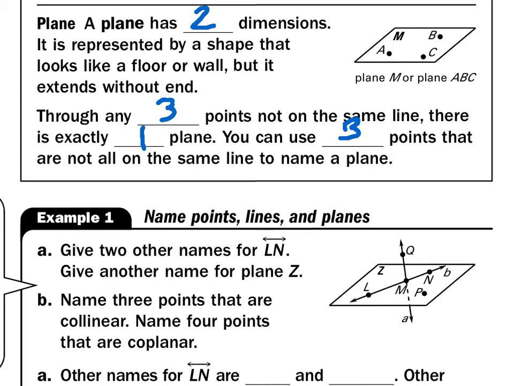Now, why do you need them to be not on the same line? Well, if you think about it, if I have three collinear points, and I start seeing how many ways I could put a piece of paper through this, there are an infinite number of ways that I could put the piece of paper that would be through those three points.